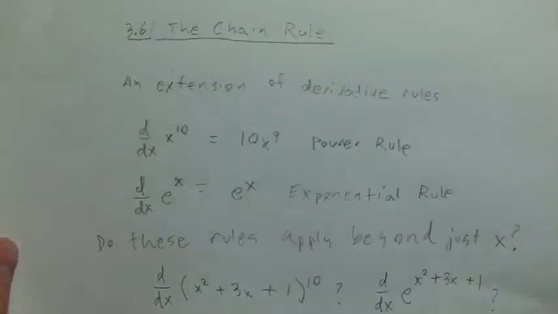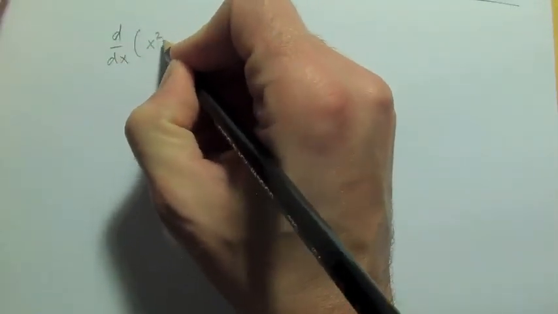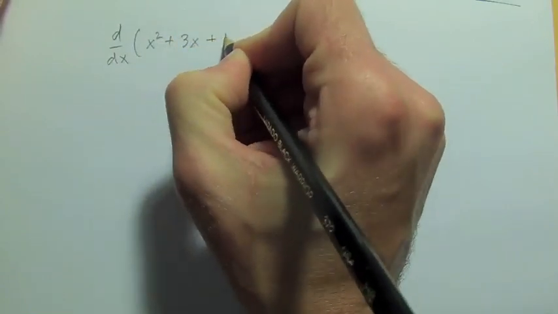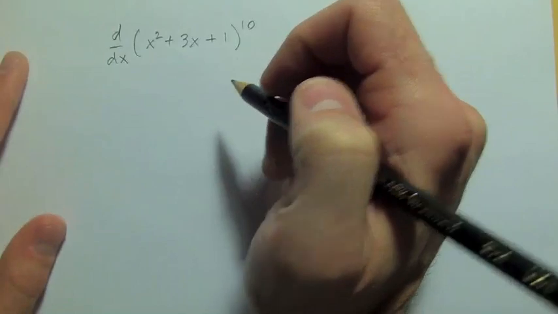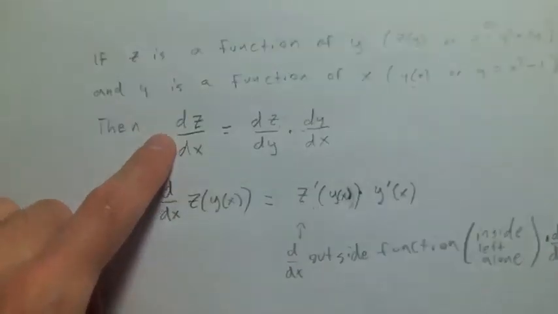So, for example, let's look at this example we started our question with: the derivative with respect to x of x squared plus 3x plus 1, raised to the 10th. Okay, so I'm actually going to utilize some of the notation I looked at to begin with, the z and the y. We're not going to do this a lot. I just want to show what's going on.